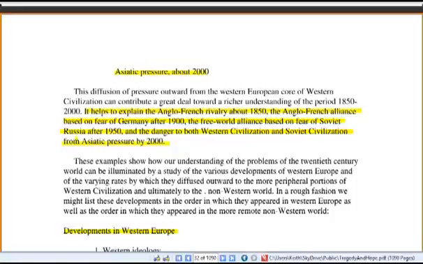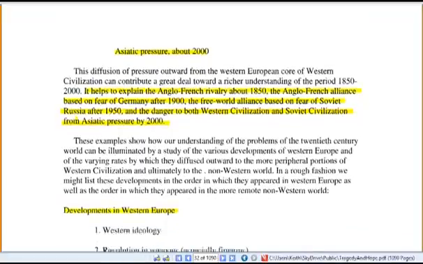These examples show how our understanding of the problems of the 20th century world can be illuminated by a study of the various developments of Western Europe and of the varying rates by which they diffused outward to the more peripheral portions of Western civilization and ultimately to the non-Western world. In a rough fashion we might list these developments in the order in which they appeared in Western Europe as well as the order in which they appeared in the more remote non-Western world.